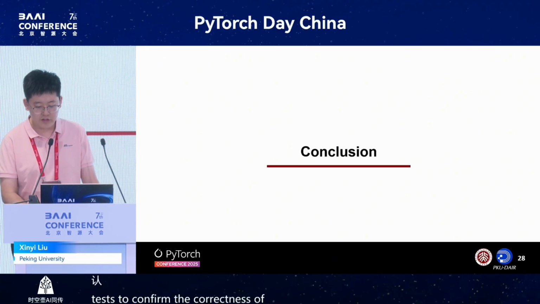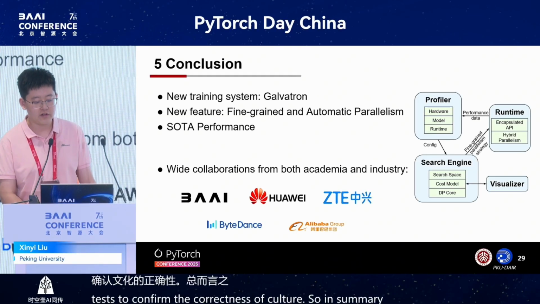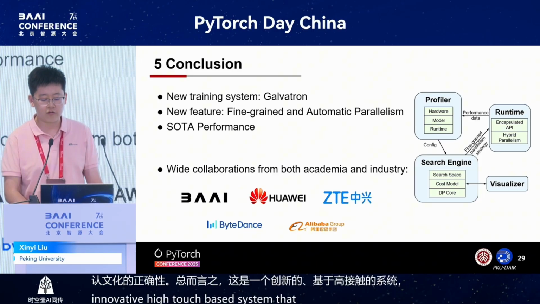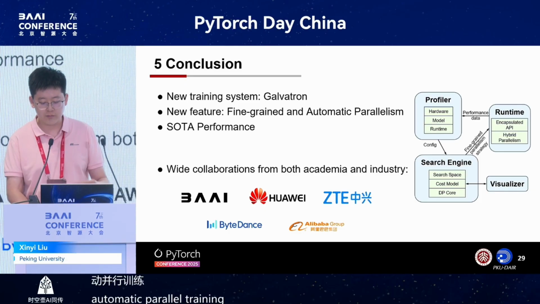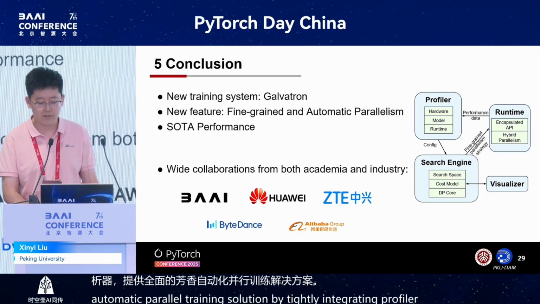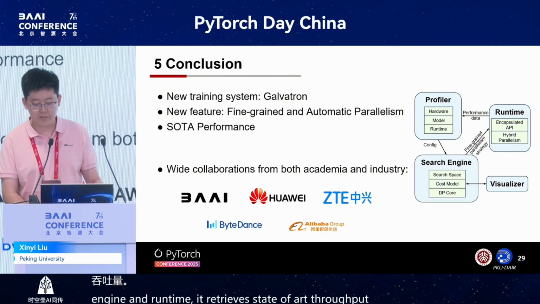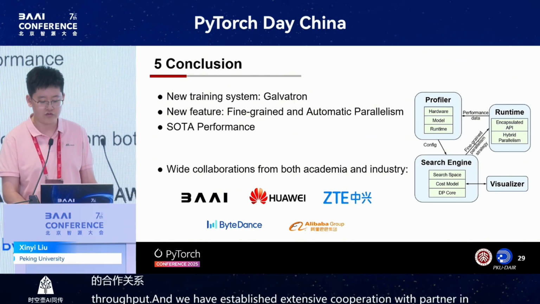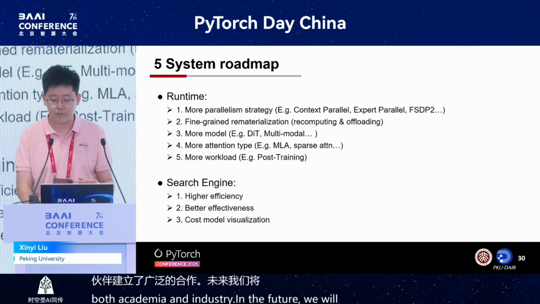So in summary, Galvatron is an innovative PyTorch-based system that delivers a comprehensive fine-grained automatic parallel training solution. By tightly integrating profiler, search engine, and runtime, it achieves state-of-the-art throughput. And we have established extensive collaboration with partners in both academia and industry. In the future, we will continue to develop Galvatron.